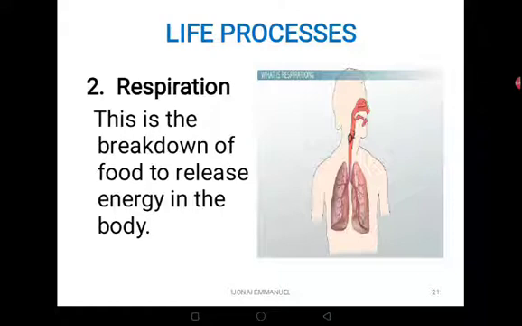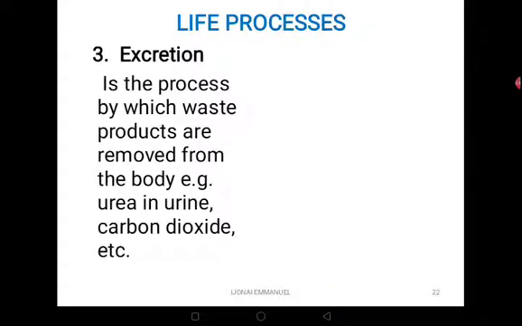So where do you get this energy from? There is a process called respiration that takes place in your body that produces energy that you need for carrying out body activities, thinking, working, moving, and so on. So that is another life process, and this process is carried out by all living organisms. They all respire to get energy.